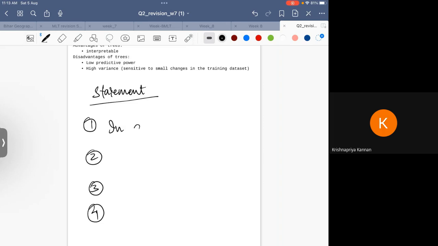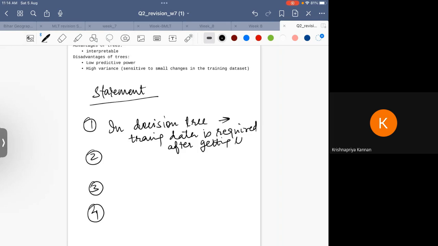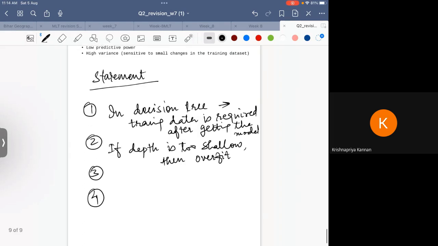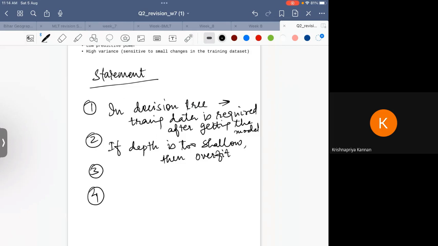So in the decision tree, training data is required after getting the model. If depth is too shallow, then overfit.